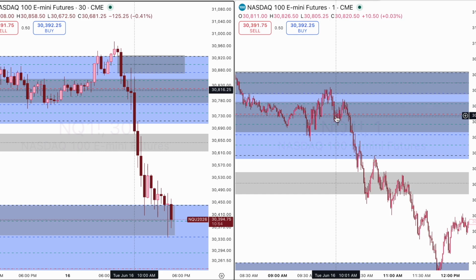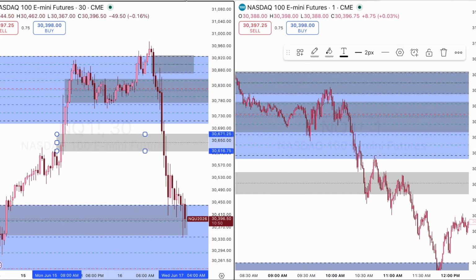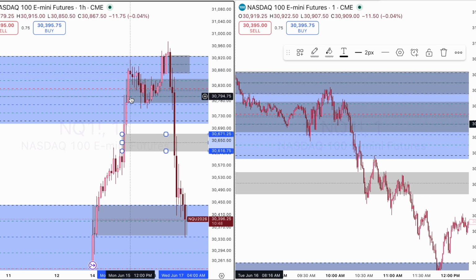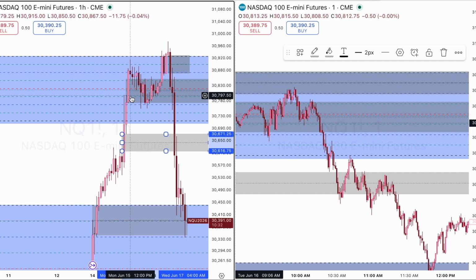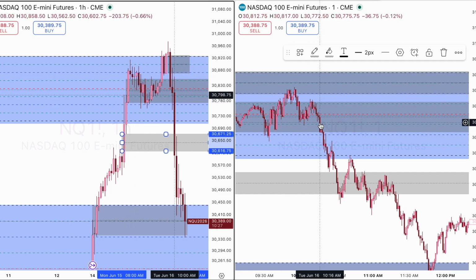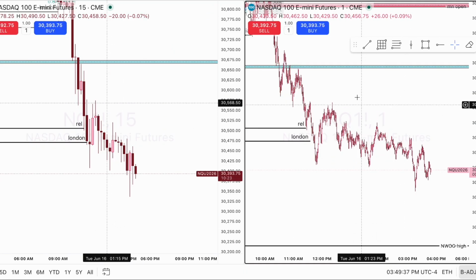Then we come down in here, hang around the midpoint of this hourly imbalance, this hourly BISI here. Come back, touch the top one more time, and that shows me as we come through this midpoint one more time here, right after this 10 o'clock macro, we're beginning to respect this, or I guess disrespect this, and invert this hourly BISI. So let me come in and show you my entry over here.